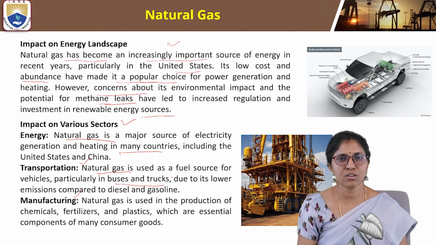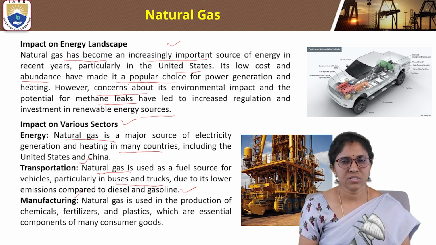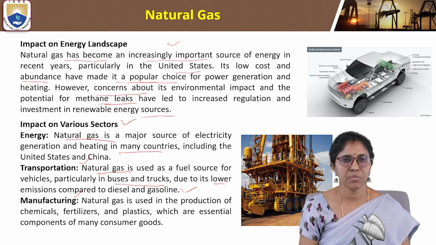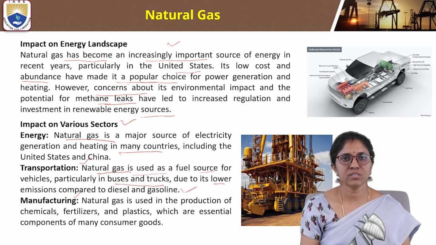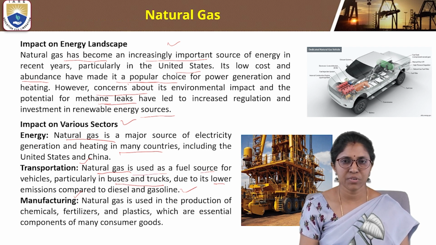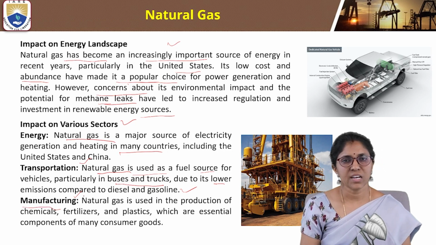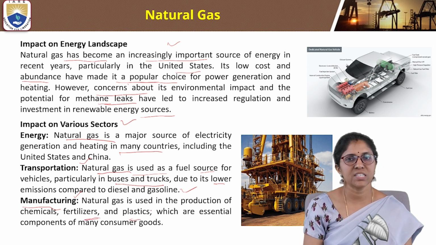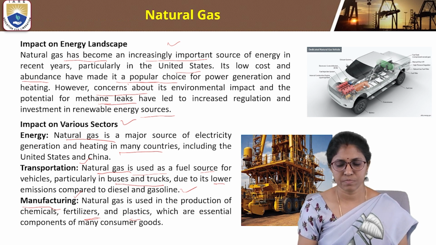trucks, due to its lower emissions compared to diesel and gasoline. Compared to diesel and gasoline, natural gas emits lower carbon emissions. That's why it is used as a fuel source for vehicles, particularly buses and trucks. In manufacturing, natural gas is used in the production of chemicals, fertilizers and plastics, which are essential components of many consumer goods.